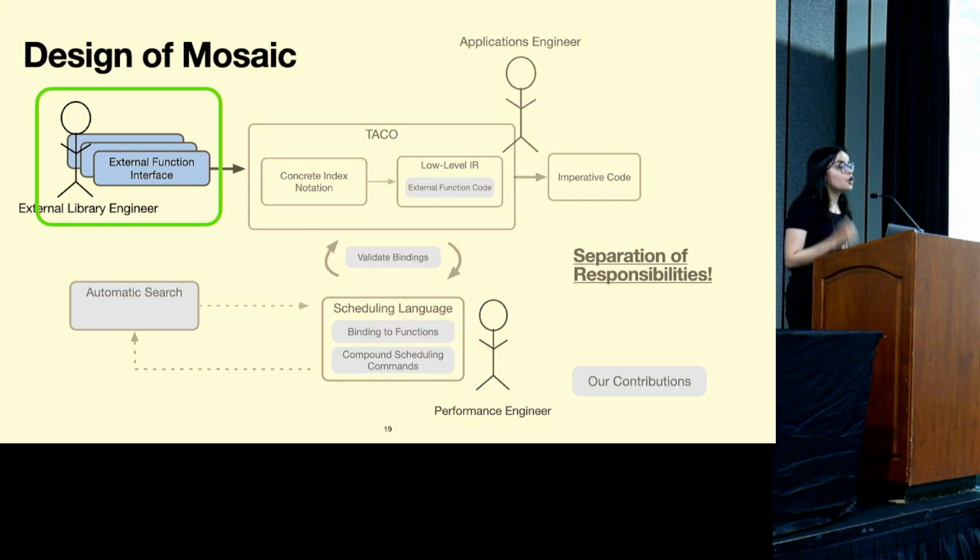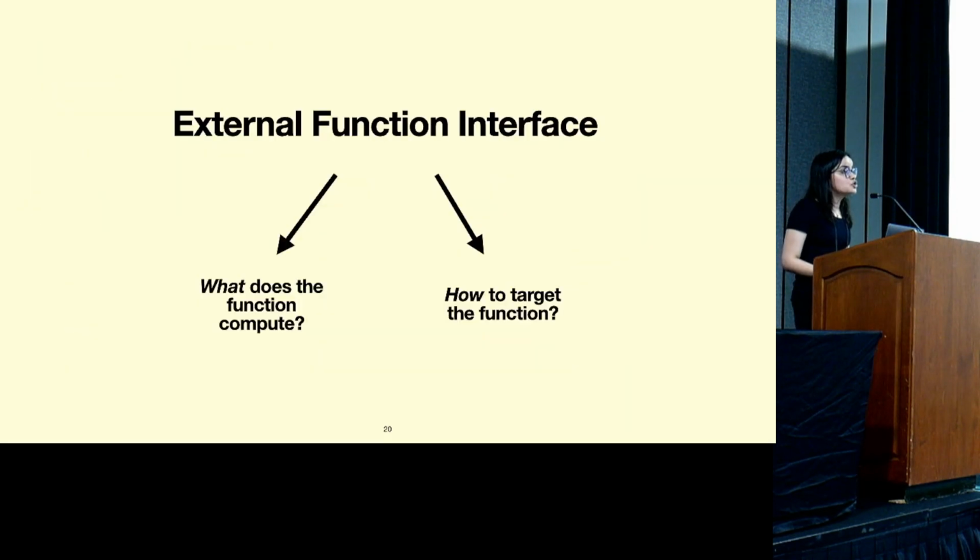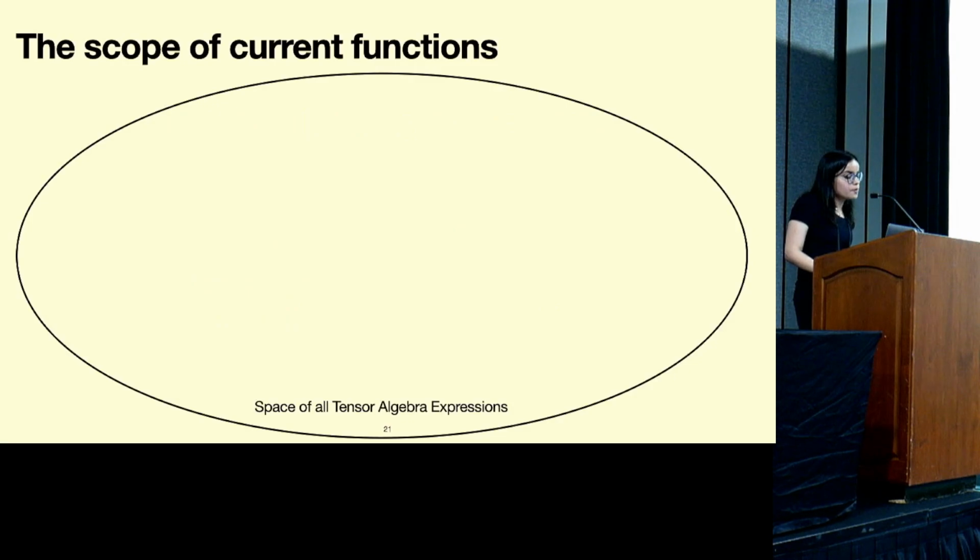So let's start at the obvious place. How do we go about extending Taco with this external function interface? To do so, we must answer two questions. First, we must be able to answer the question of what the function computes, so what expression it targets. And if we know what it computes, how do we actually generate code targeting it? In this talk, I'll mostly be focusing on the question of what the function computes. So let's look at the scope of the current functions.